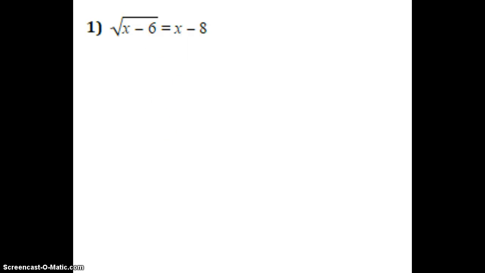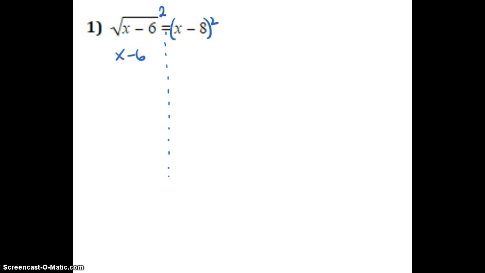All right, we notice here that we have an x on both sides of the equation, and this one's stuck under a radical, so we've got to get rid of that radical first. So I'm going to go ahead and square this side and square this side. And then on the left side of this equation, that means we just have an x minus 6.